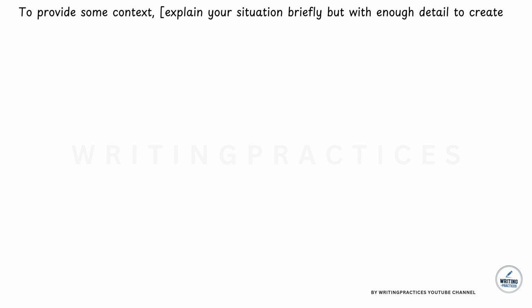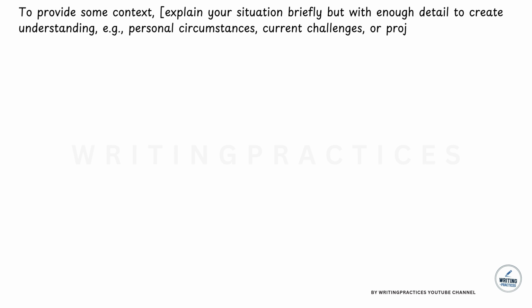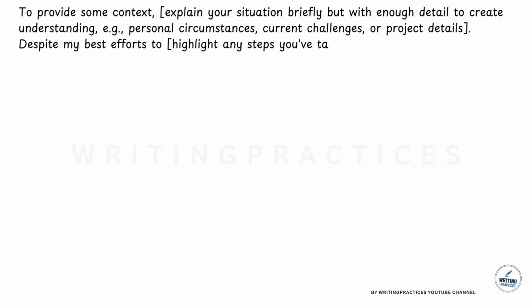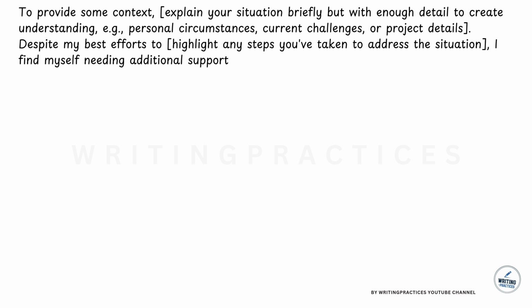Step 7. Context paragraph. The second paragraph explains your situation in more detail. For instance, "To provide some context," explain your situation briefly but with enough detail to create understanding. "Despite my best efforts," highlight any steps you've taken to address the situation. "I find myself needing additional support to ensure [specific outcome]." This helps the recipient understand your circumstances better. It also shows that you've tried to solve the issue yourself before seeking help, which adds credibility to your request.